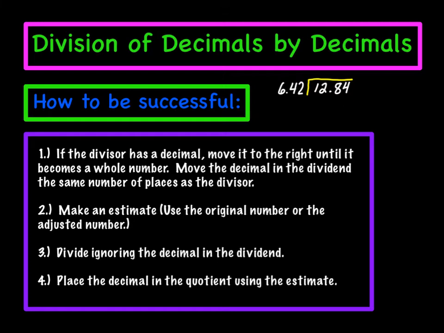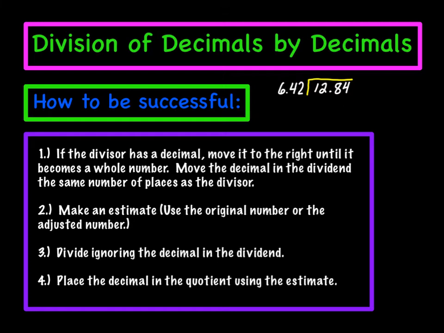Then number 3, we can divide, ignoring the decimal in the dividend if there still is one. And then number 4, we come back in and we place the decimal in the quotient using our estimate, which sometimes may or may not be necessary, depends on the question. So let me show what I mean here.